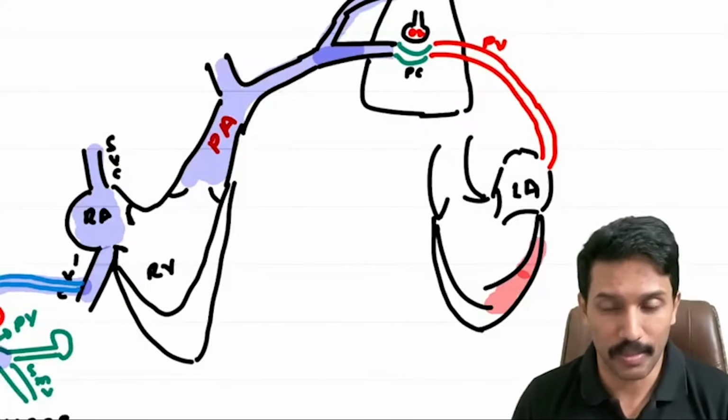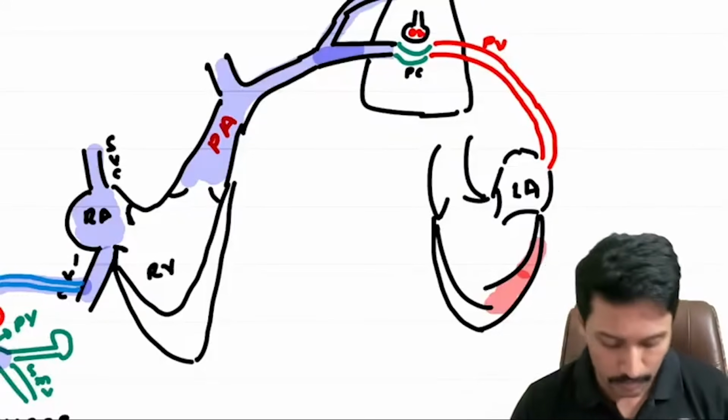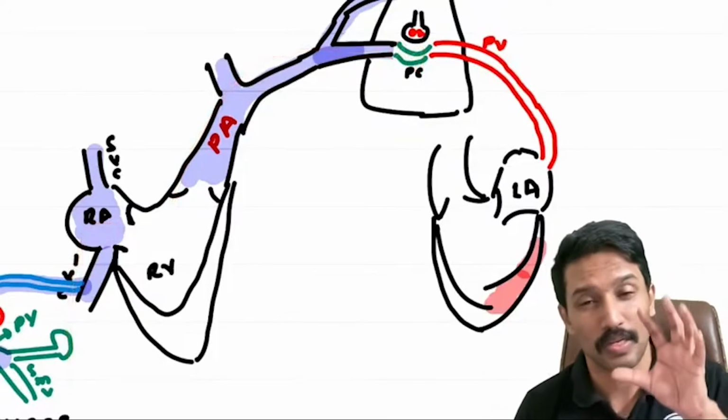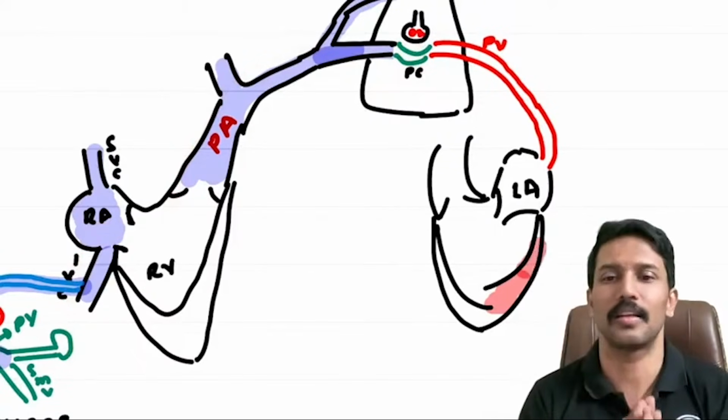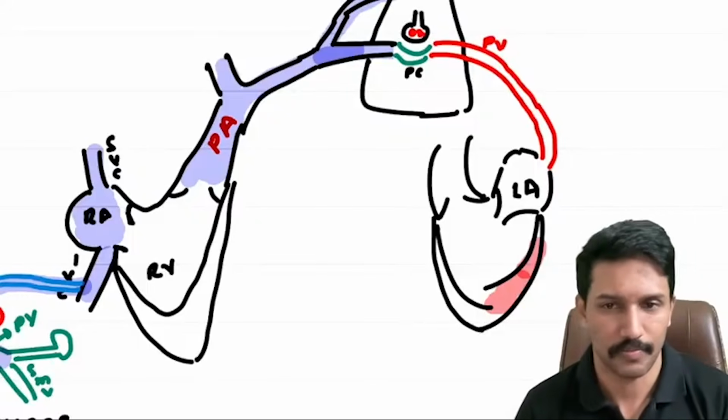When I make myself upright, immediately there is gravitational pooling of blood in the lower limb. So the blood coming to the right heart comes down, so blood going to the lungs comes down. So congestion of the lungs decreases a little bit, and the breathlessness feels a little relief, right?